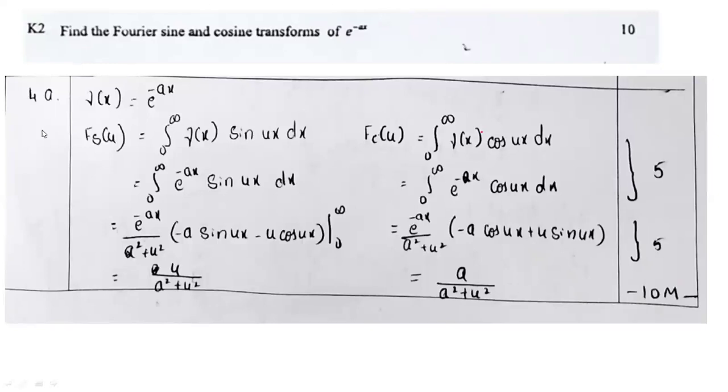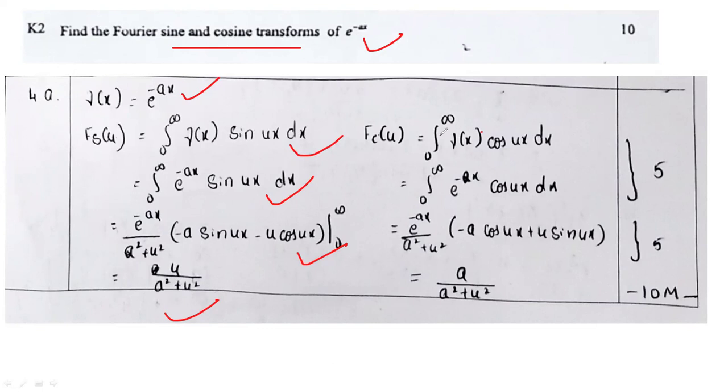Another question is, find the Fourier sine and cosine transform of the function e to the power minus ax. Given function is like this. Now we will be computing the Fourier sine function. Let me write it as Fs of u. Fs of u can be written as integral 0 to infinity f of x sin ux dx. Substitute accordingly. What is f of x? e to the power minus ax. So you can simplify. Ultimately, I'll be getting u by a square plus u square. This is one of the standard results also.